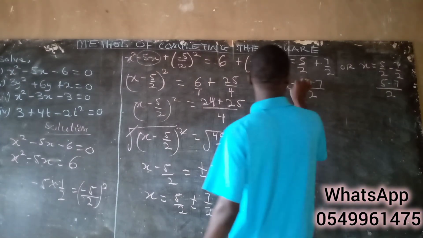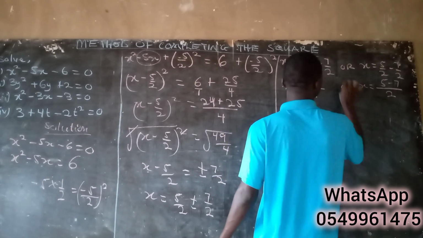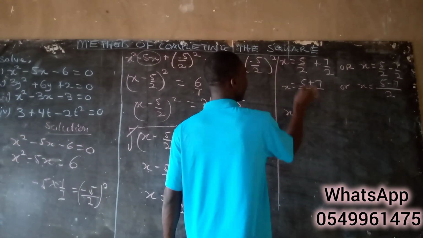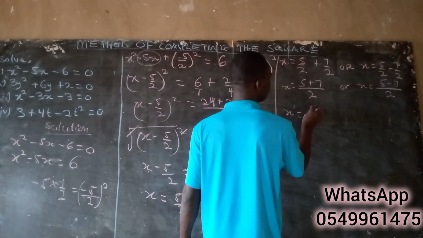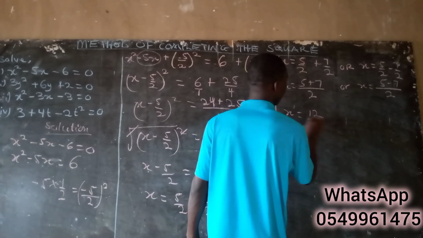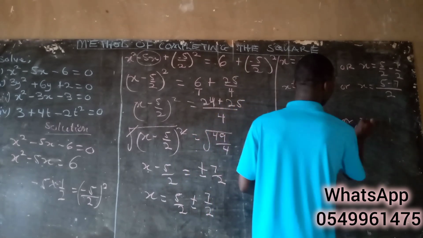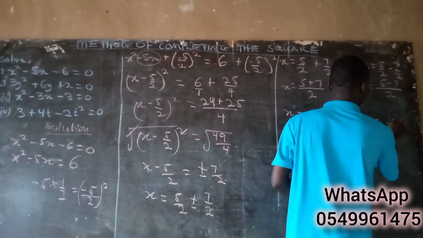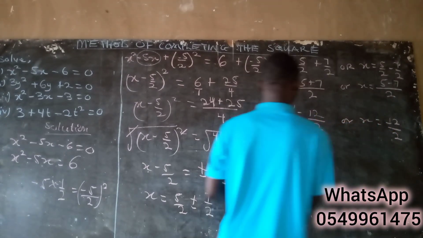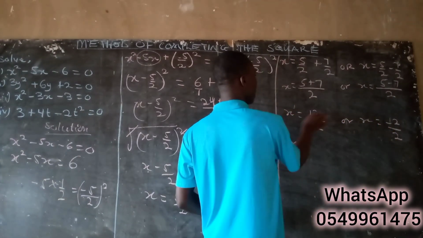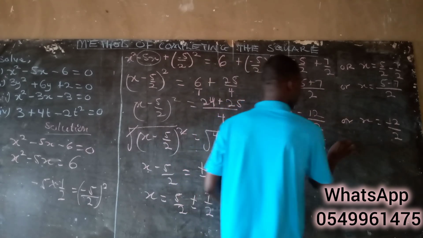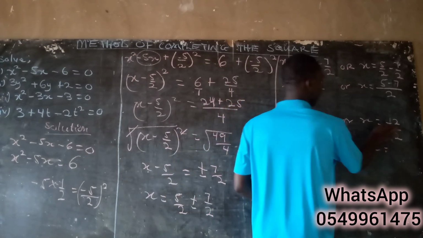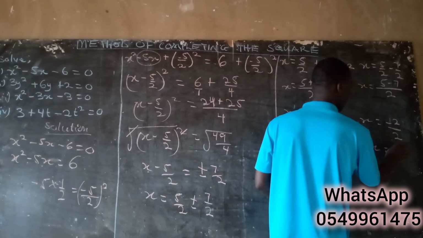So here you have x is equal to 5 plus 7 gives us 12 over 2, or x is equal to 5 minus 7 gives us negative 2 over 2. So you have x is equal to 12 over 2 gives us 6, or x is equal to negative 2 over 2 gives us negative 1.